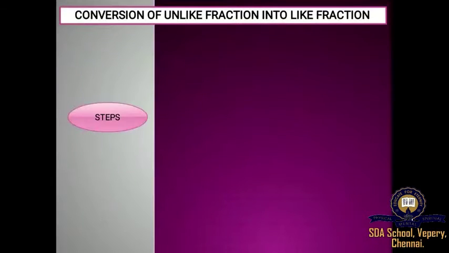We saw what are like fractions and unlike fractions. If the denominators are equal, they are called like fractions. If the denominators are not equal, they are called unlike fractions. We can convert unlike fractions into like fractions. Now we will see the steps.